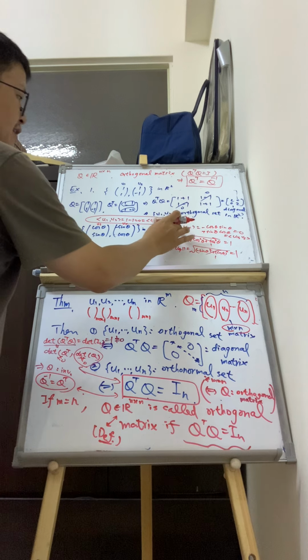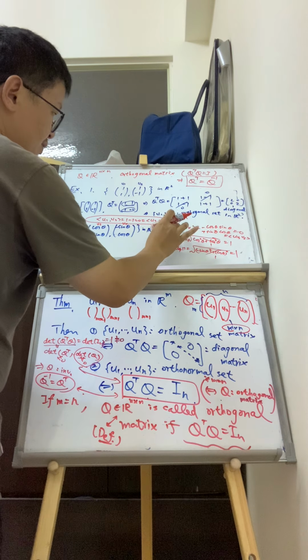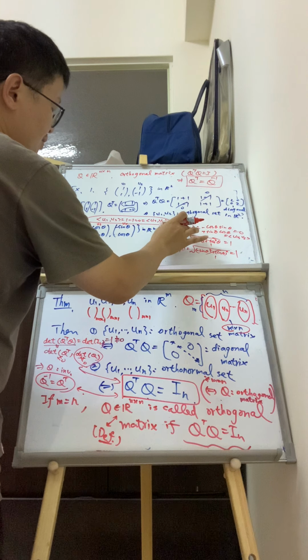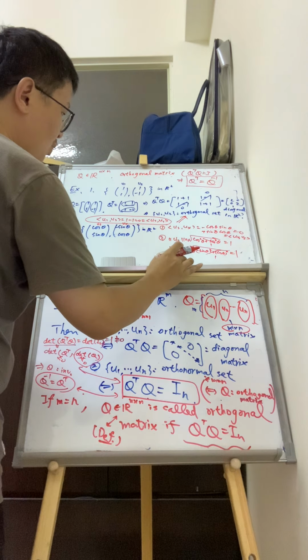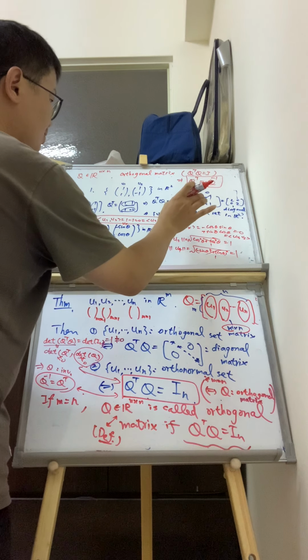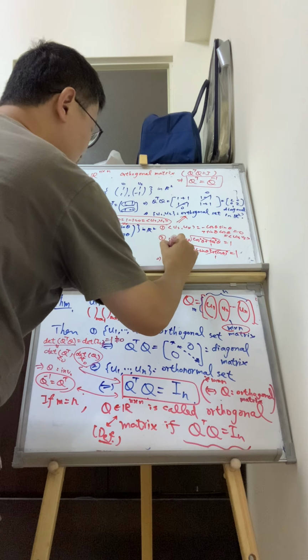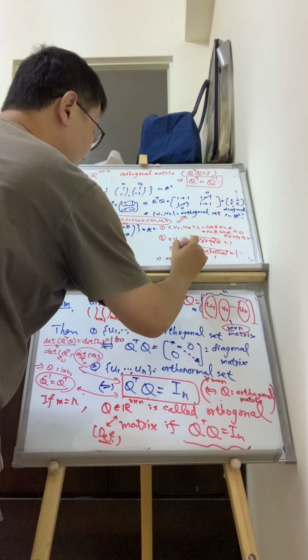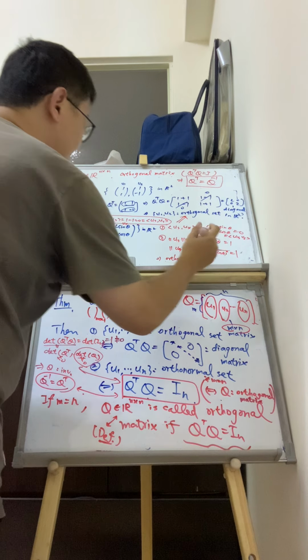So the inner product is 0 if U3 is not equal to U4, and all of their lengths are 1. So indeed they are an orthonormal set. And if we have two vectors in R2, then indeed it's an orthonormal basis of R2.